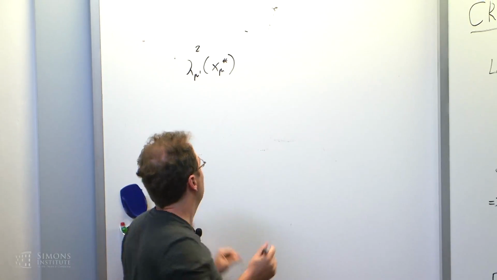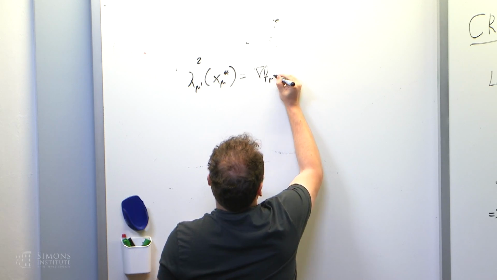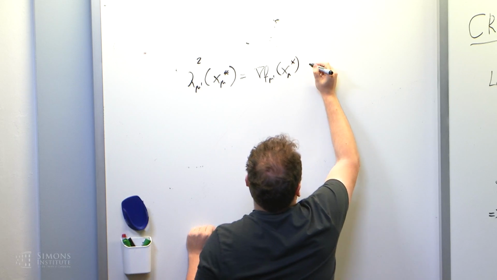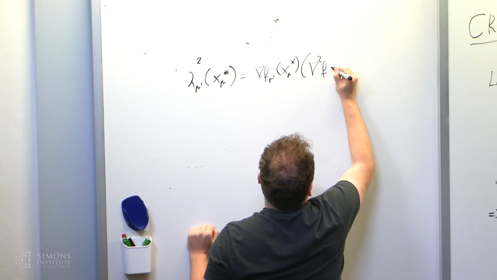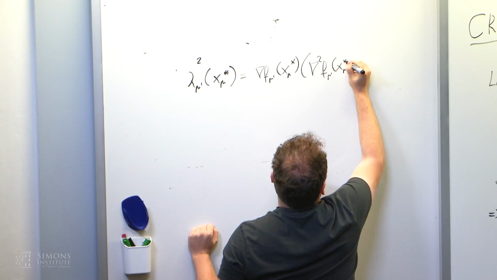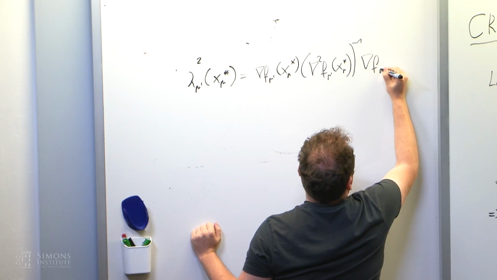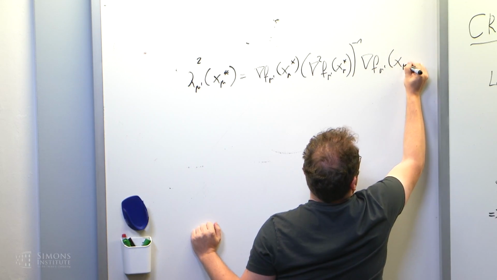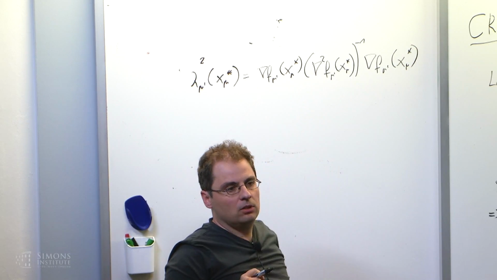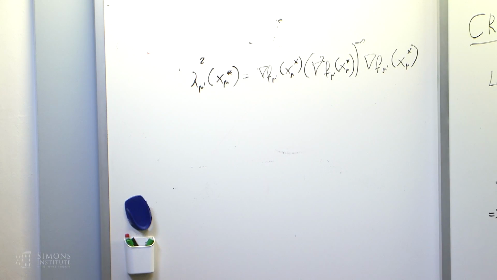What is this quantity? Well, we know from the definition that this is exactly the gradient of f mu prime at the point x mu star, times the Hessian of f mu prime at the point x mu star, inverse, times again the gradient. That's exactly the quantity you want to bound. So let's look at it for a moment, what it is exactly.